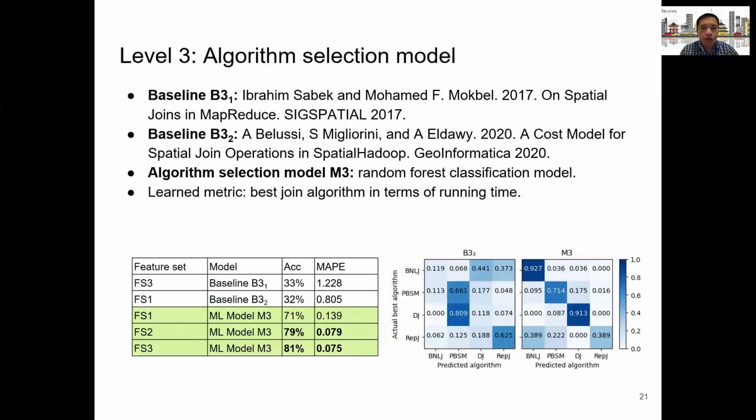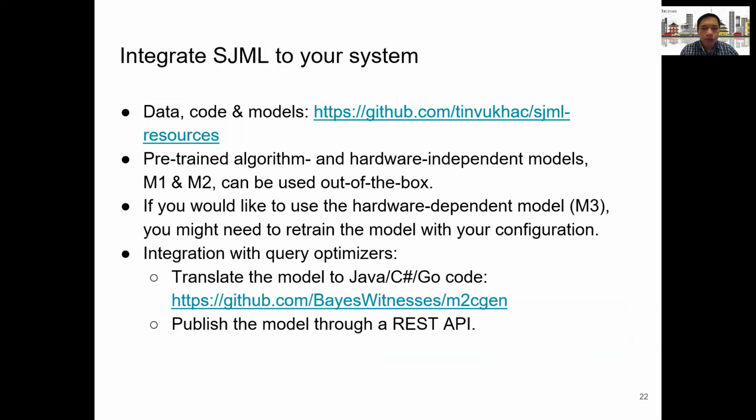Finally, we build the algorithm selection model by feeding the training and test data to a random forest classification model. We compare it with two baselines. Baseline B31 is implemented from a paper in April 2017. Baseline B32 is from a paper in GeoInformatica 2020. The results show that the proposed model M3 could predict the best join algorithm with a reasonable accuracy. Overall, the proposed spatial join cost estimation models in different levels could be a great component to help people who want to speed up their spatial join queries.